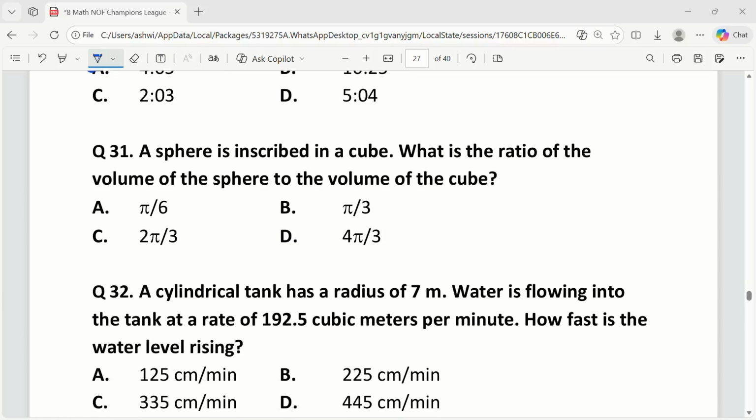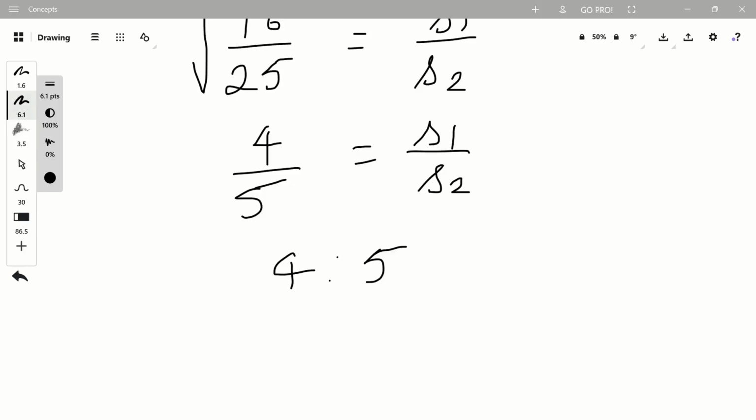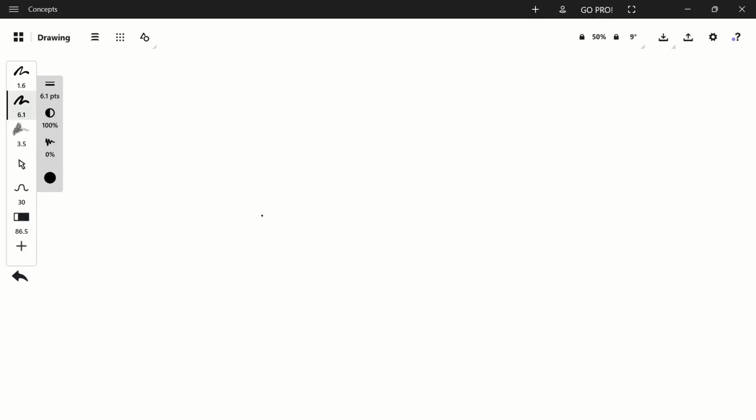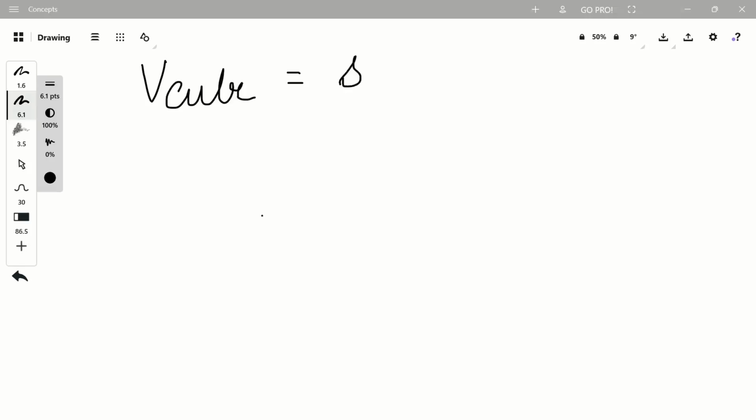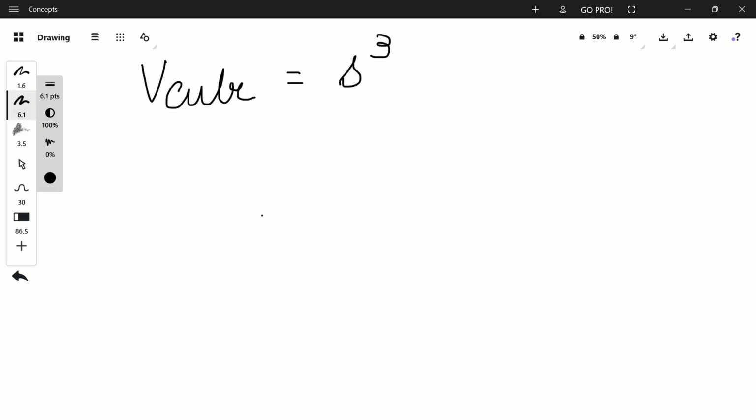Question 31. A sphere is inscribed in a cube. What is the ratio of the volume of sphere to the volume of cube? Let S be the side length of the cube. The volume of the cube is equal to S cube. For a sphere inscribed in the cube, the diameter must be equal to the side length of the cube. So the radius is equal to S by 2.